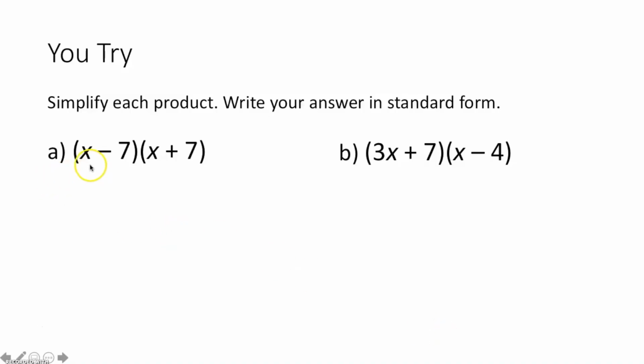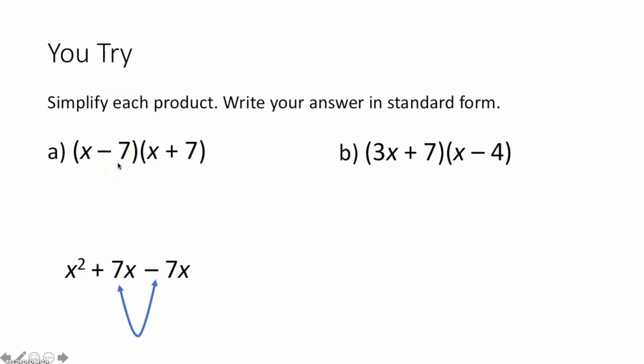Okay, again, we're FOILing. So we take x, multiply it to the x. We multiply the first terms together. So x times x is x squared. Then we multiply the outer terms together. What's x times 7? That's 7x. We multiply the inner terms together. What's negative 7 times x? That's negative 7x. So we write minus 7x.